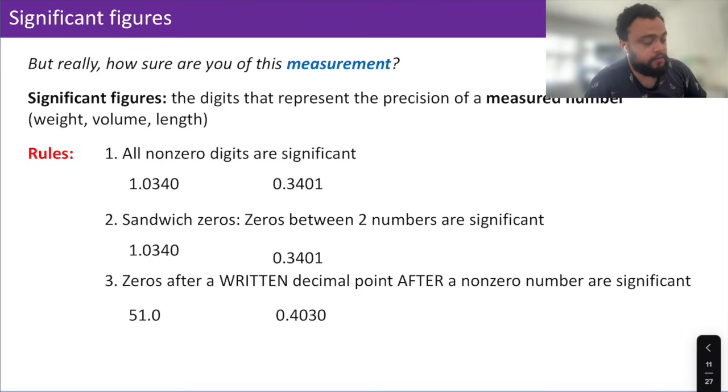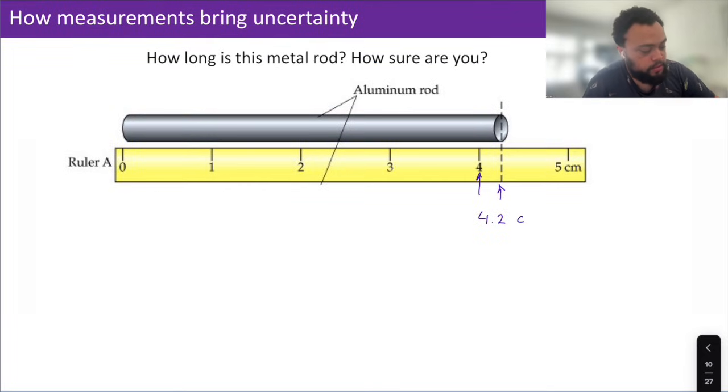So, significant figures. These are digits that represent the precision of a measured number. Okay, so we cannot say for sure that this measured number could go all the way out to 10 decimal places because the piece of equipment that we are using to measure it does not go to that many decimal places. It goes to 0 decimal places. So we're going to have to guess. We know that it's not exactly on 4, but we don't know exactly where it is. So our uncertain digit is going to be right there.